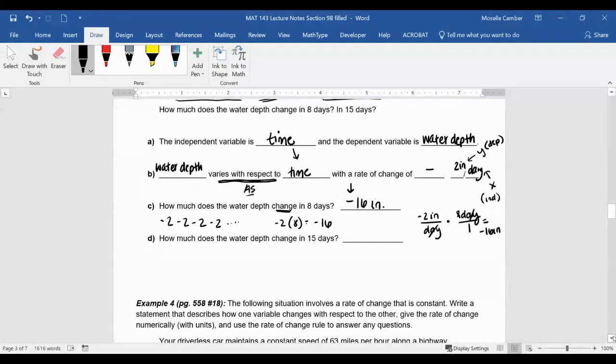Okay, so now how much does the water depth change in 15 days? So the same thing, we can either add the -2 15 times, which is just a little crazy, or we can multiply it by 15 to get a -30. So it changes -30 inches. Again, looking at the units, you would have -2 inches per day times 15 days. Days cancel, and you are left with a -30 inches.